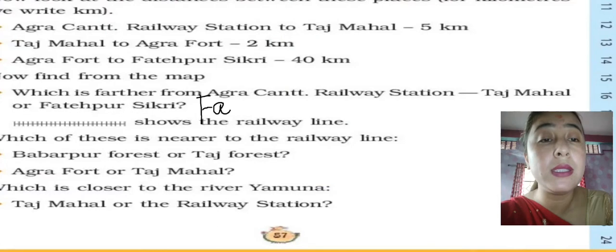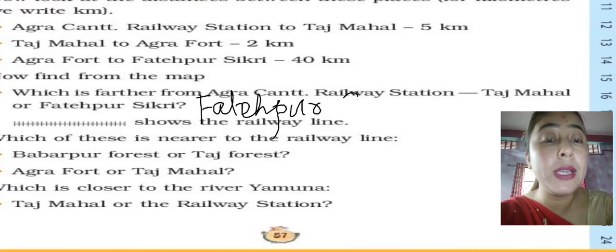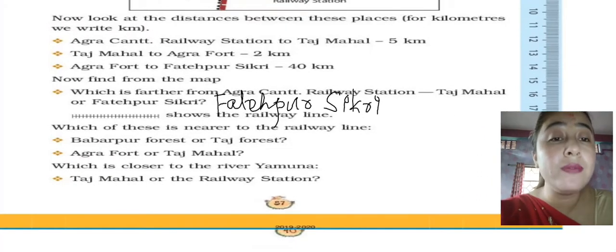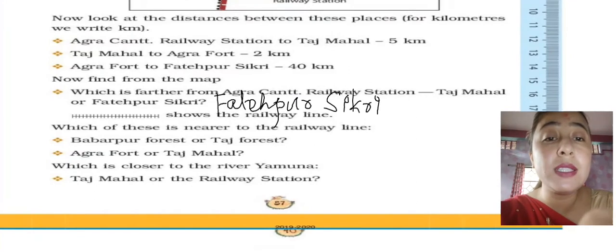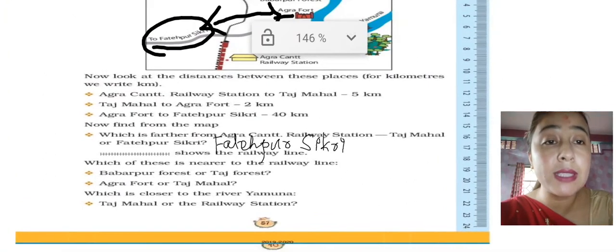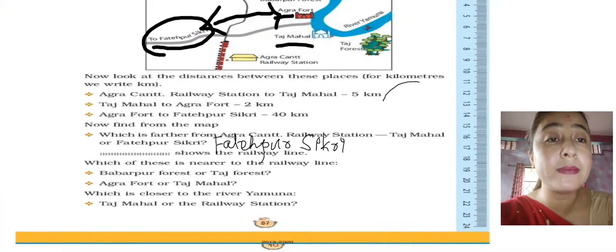F-A-T-E-H-P-U-R, Fatehpur S-I-K-R-I. Here you will write Fatehpur Sikri. So which one of this symbol shows the railway line? Now which one of this is nearer to the railway line? You can see this is a railway line.